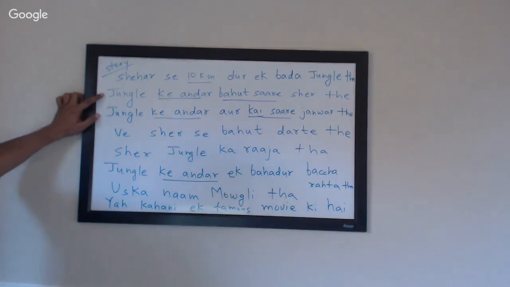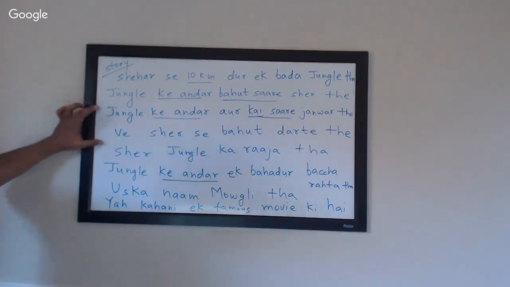Second one. Jungle ke andar, so inside the jungle, bahut sari sher the. Sher is lion. There were many lions inside the jungle. Pretty good. Thank you. So we'll switch to Anya's.